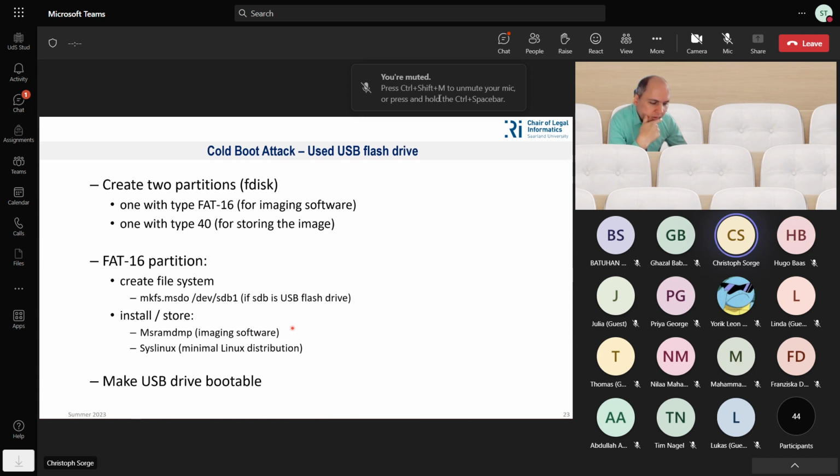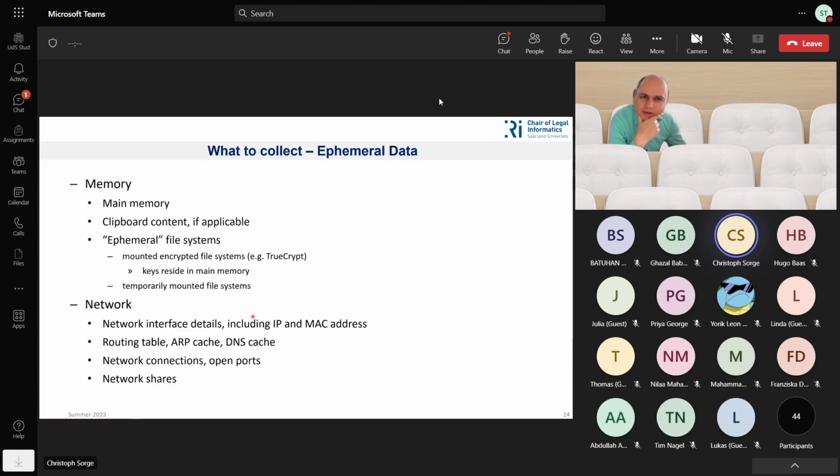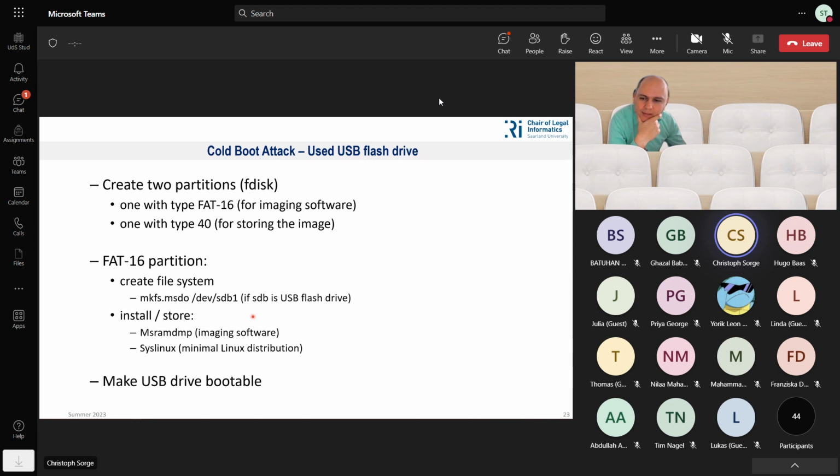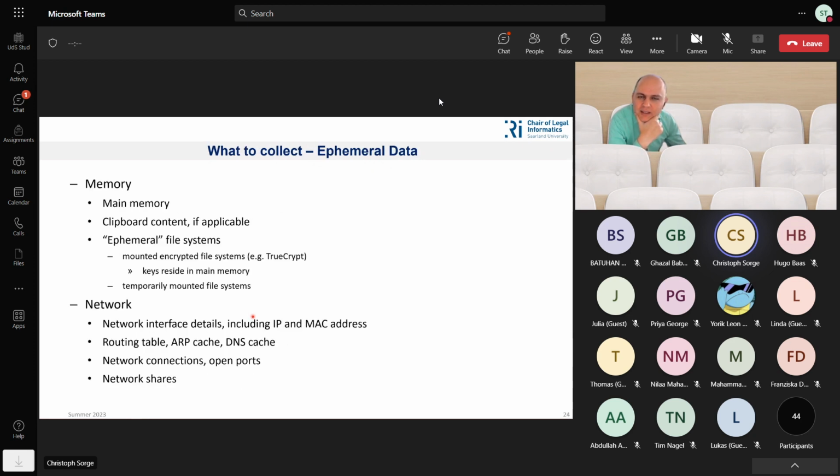Okay, so in practice, some information about creating a bootable USB drive, but that's more for trying that yourself. So let's get back from this excursion into AES to our main topics.